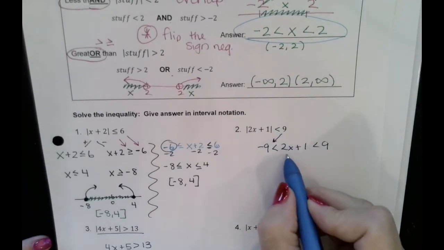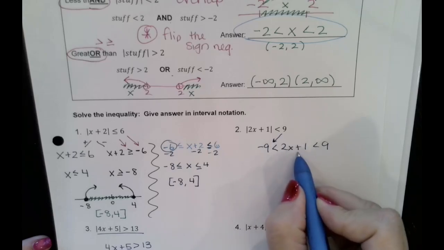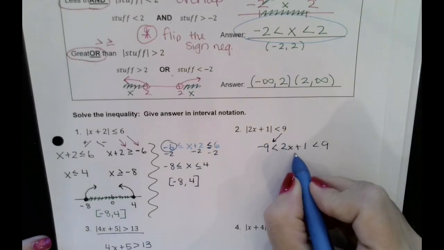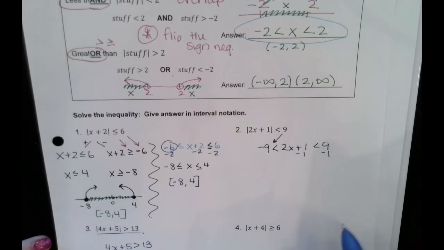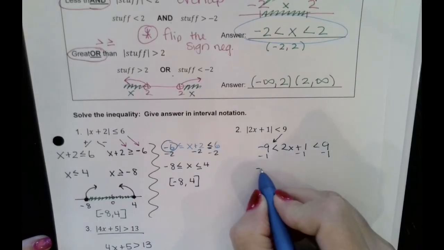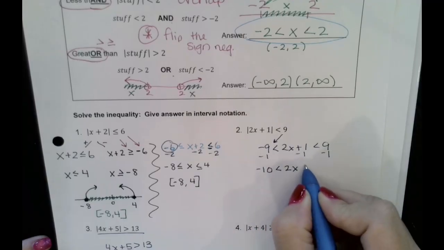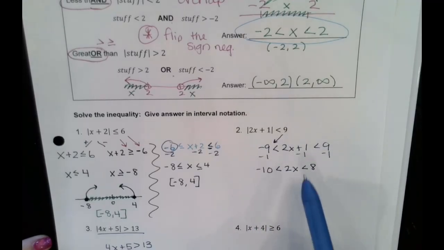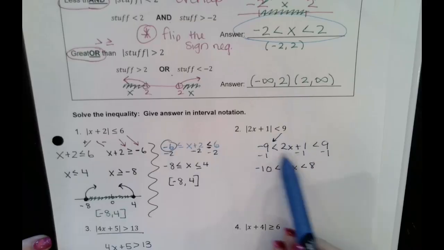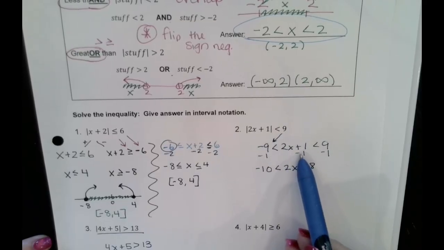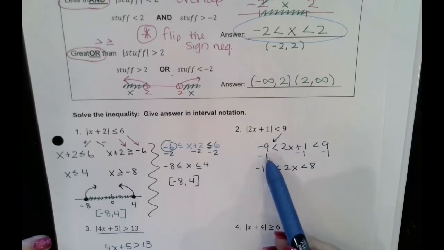All right, so now I'm going to solve what's on the inside, but I'm going to solve it to both sides. So if I subtract 1 in the middle, I subtract 1 on this side, and I subtract 1 on this side. So this gives me negative 10 is less than 2x is less than 8. So I have to do everything in the middle is what I'm solving. So if this is plus 1, it's minus 1, and I have to minus 1 on both sides.